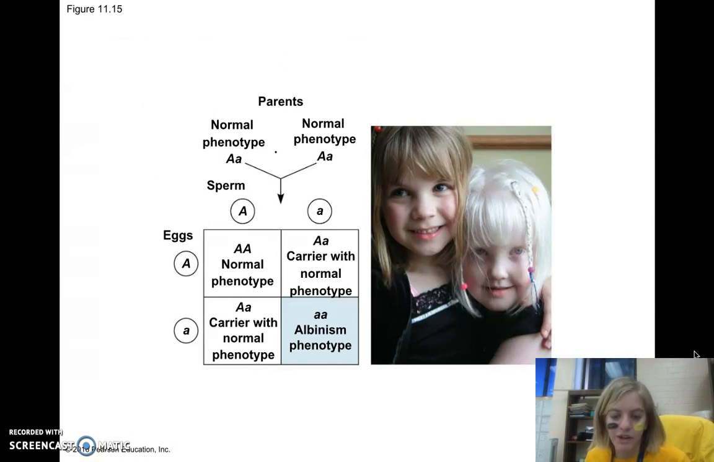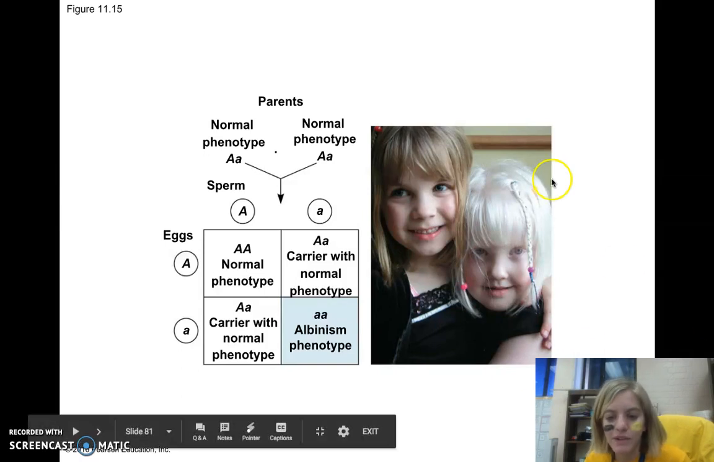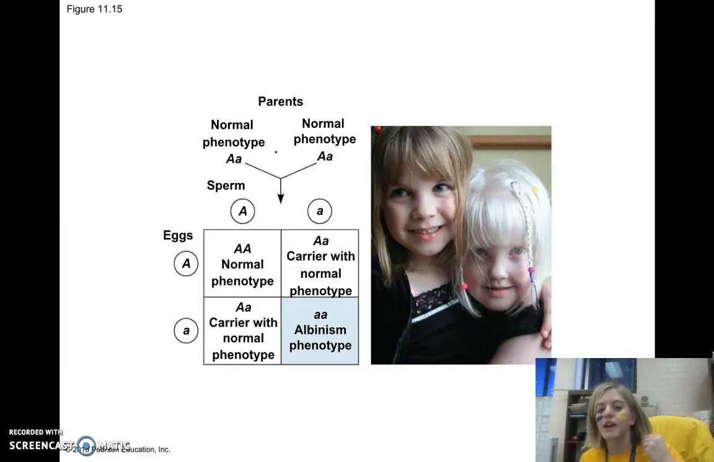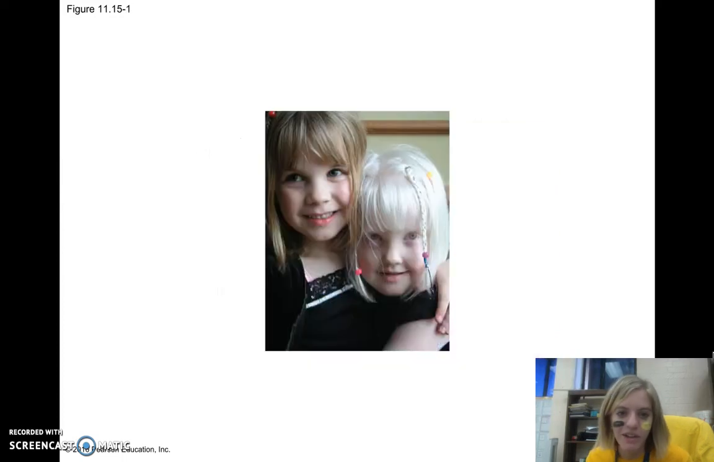Albinism is one recessive disorder, and if you have both copies of the recessive allele, you will express the albino phenotype. However, two normal parents still have a 1/4 chance of producing a child who is albino. Now, this is a pretty mild disorder. Most of the time, individuals who are albino can live a relatively normal life. They just need a little bit more sunscreen.